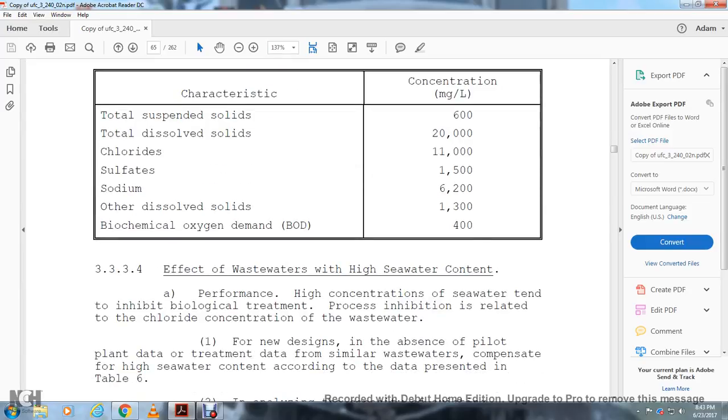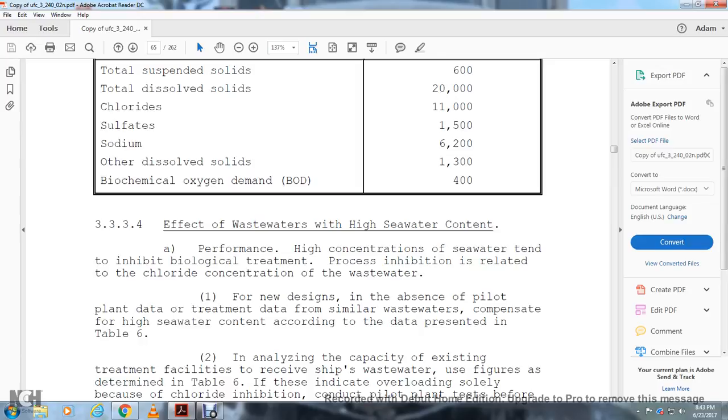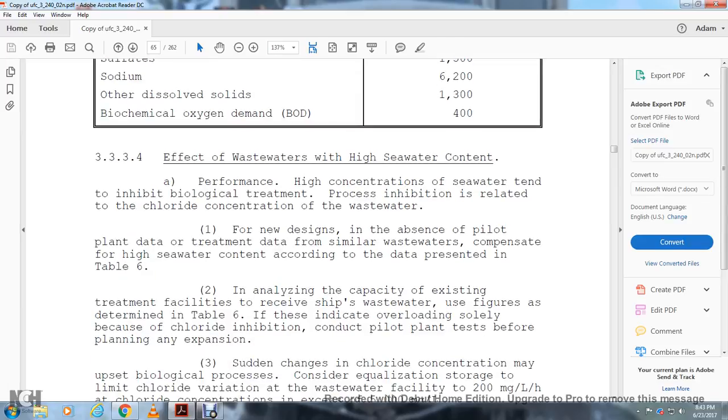Effect of high seawater content on the wastewater. A high concentration of seawater tends to inhibit biological treatment. The degree of inhibition is related to the chloride concentration of the wastewater. For new designs, in the absence of a pilot plant, treat data from similar wastewater to compensate for high seawater content according to the data presented in Table 6.